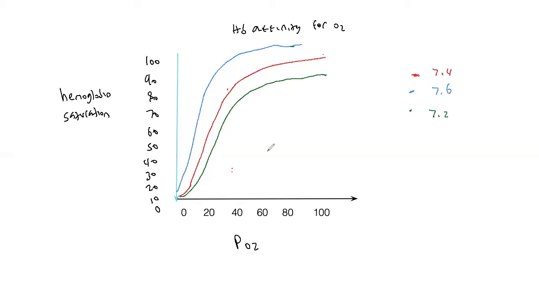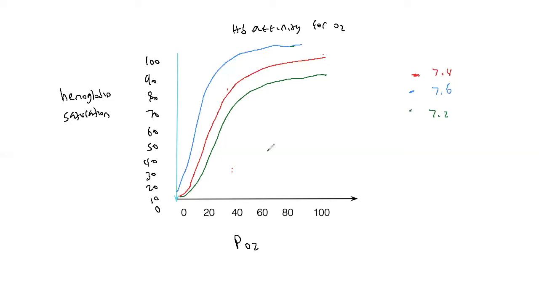So that's why with a lower pH, the curve shifts to the right, and with a higher pH, it shifts to the left. Higher pH means that oxygen is more likely to stay bound to hemoglobin. Lower pH means oxygen is more likely to disassociate from hemoglobin and go toward the cells.